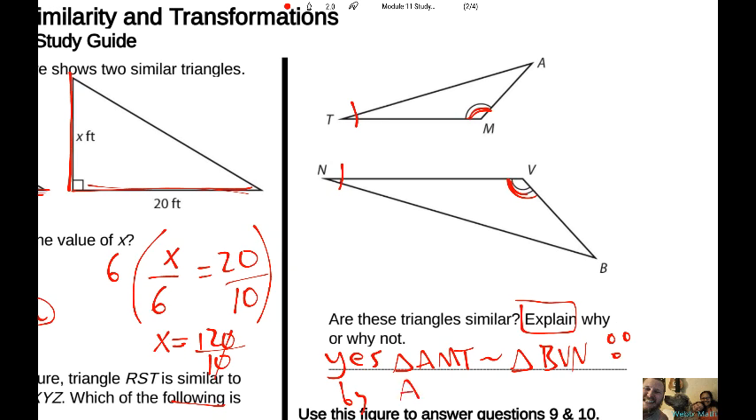you can say yes, they are similar, and you'd probably say, yes, triangle AMT is similar to triangle BVN, since, or by, it's up to you, the AA angle similarity, triangle similarity theorem. Okay?